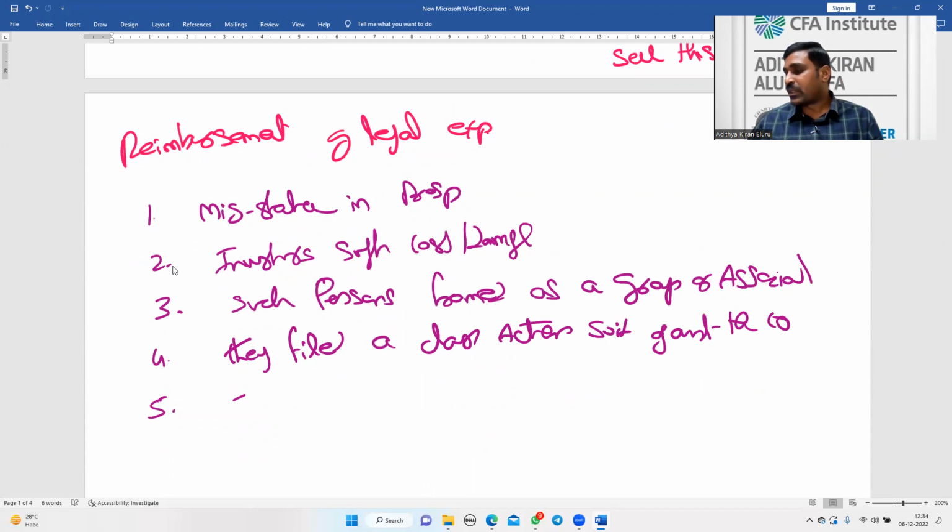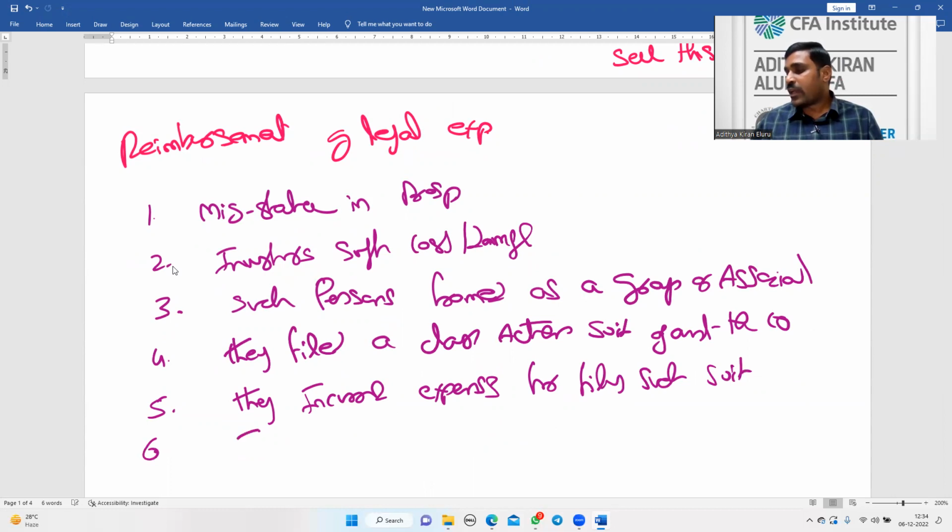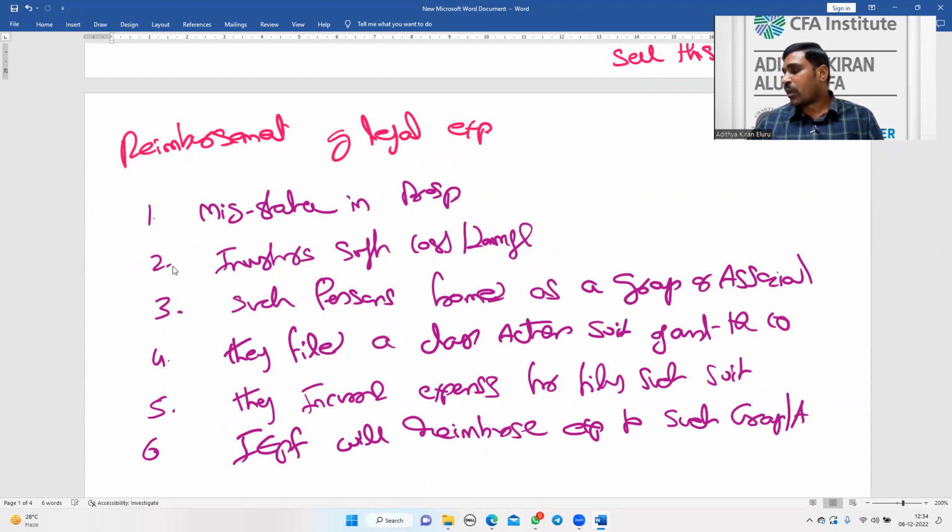They incurred expenses for filing such a suit. IEPF will reimburse such expenses to such group or association. This is reimbursement of legal expenses. There is a misstatement in the prospectus.